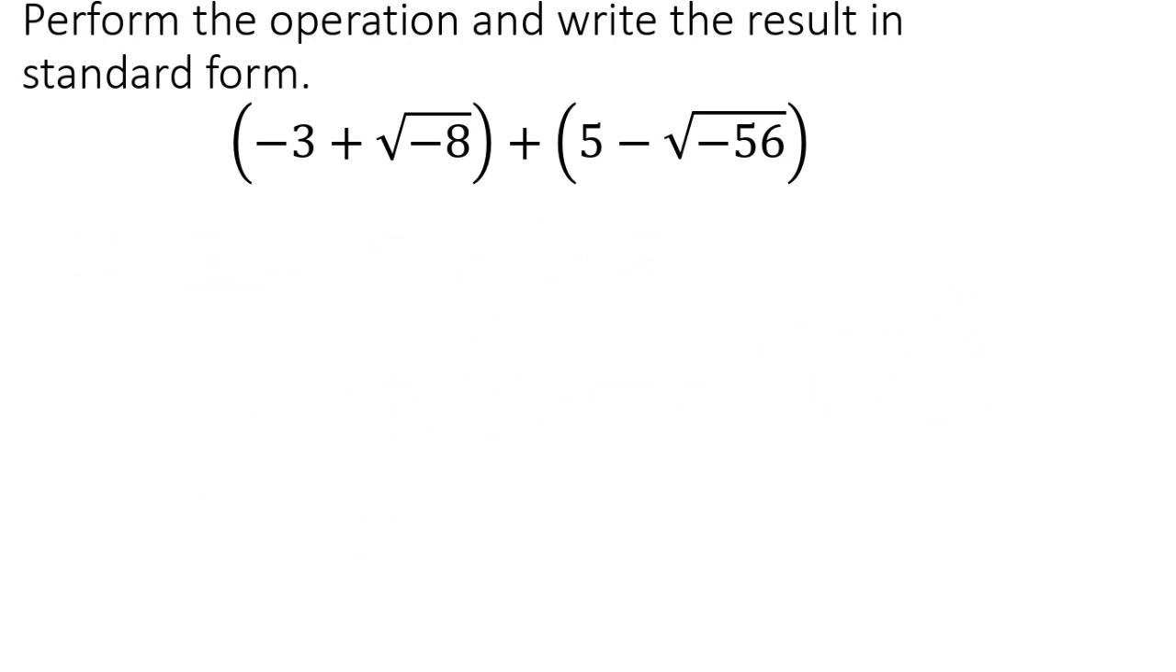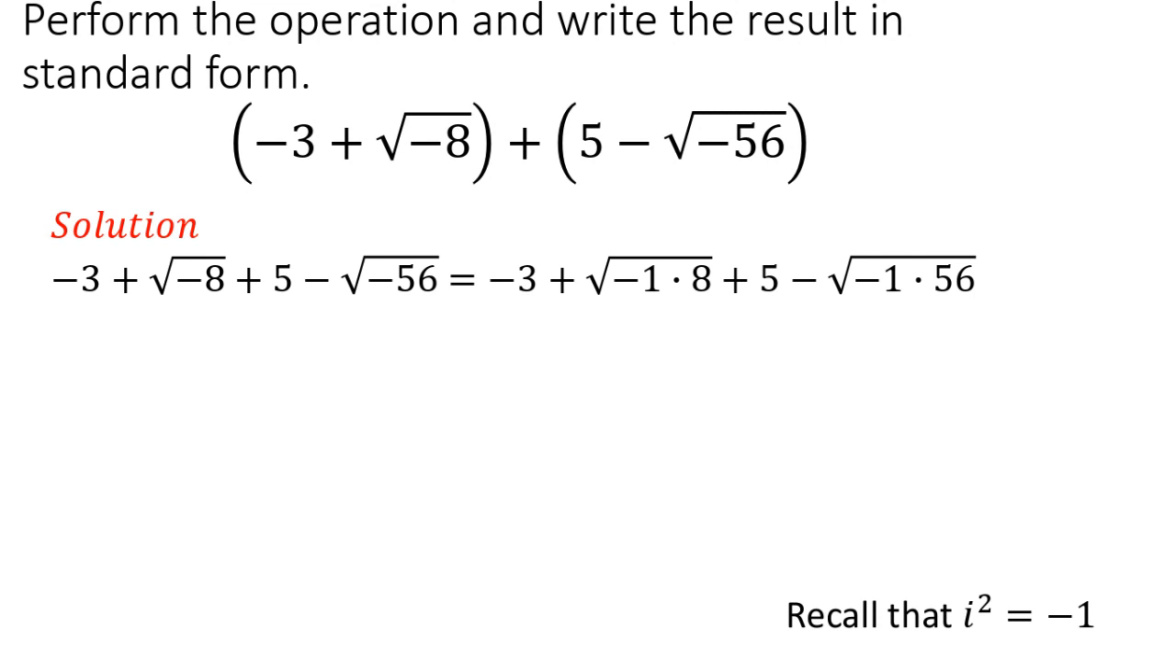Okay, so let's look at the next one. We have perform the operation and write the result in standard form. So the first thing you want to do is take care of these negatives. We don't want these in here because we really can't do anything with them in there. So we're going to take care of those first. So I just wrote down the problem. So then I have negative 3 plus negative 1 times 8. Okay, so let me just write it really big here.